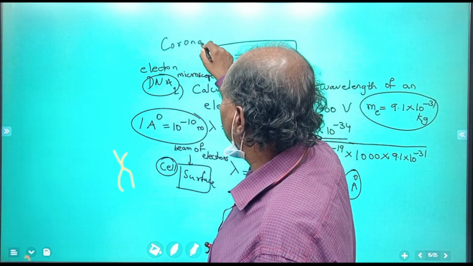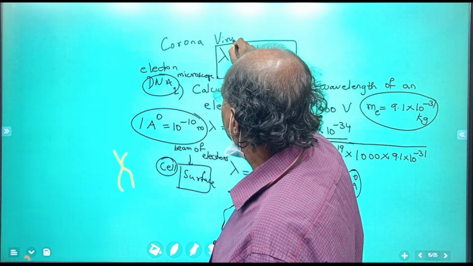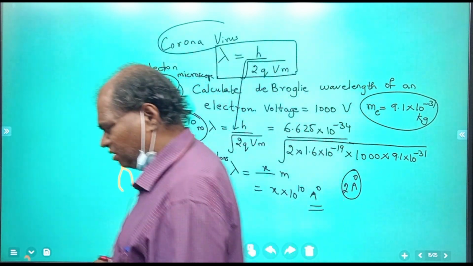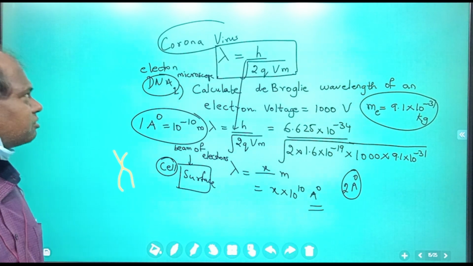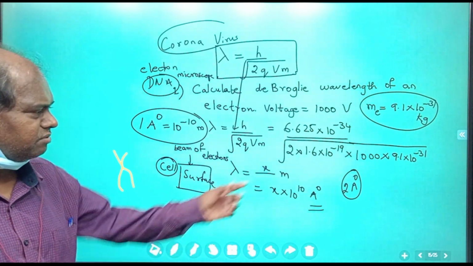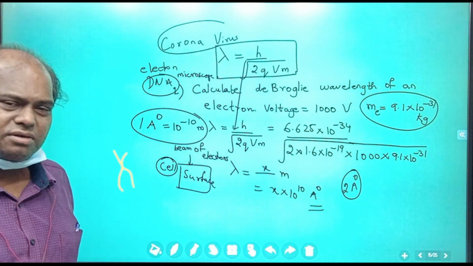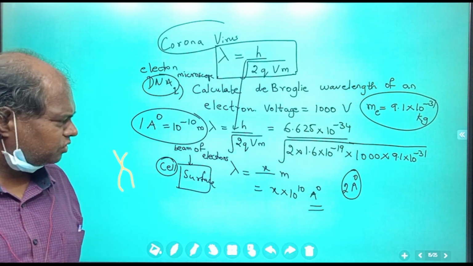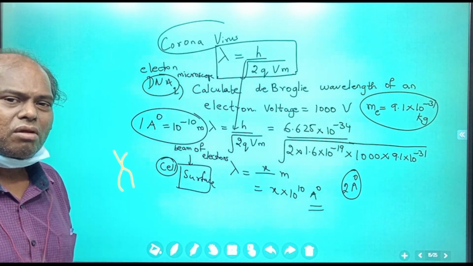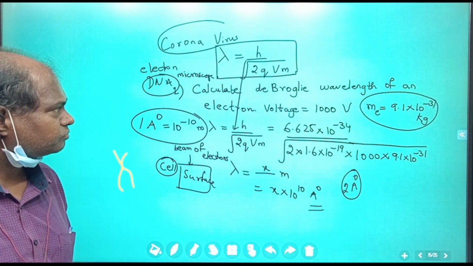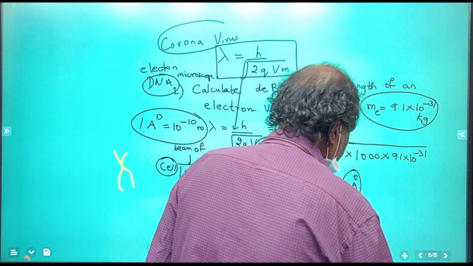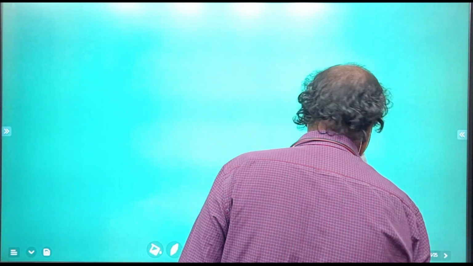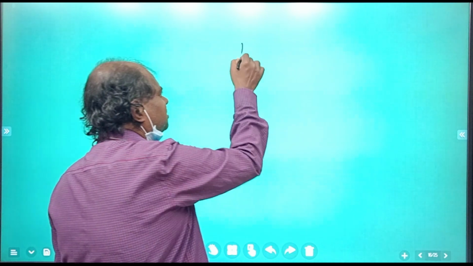This coronavirus, you can't see with your normal eyes, neither with a normal microscope, but you can see it with the electron microscope, because the virus is very small, of the order of 2 angstrom. Okay, fine. So this is how you do this question. Now let us do some questions on Heisenberg's principle.